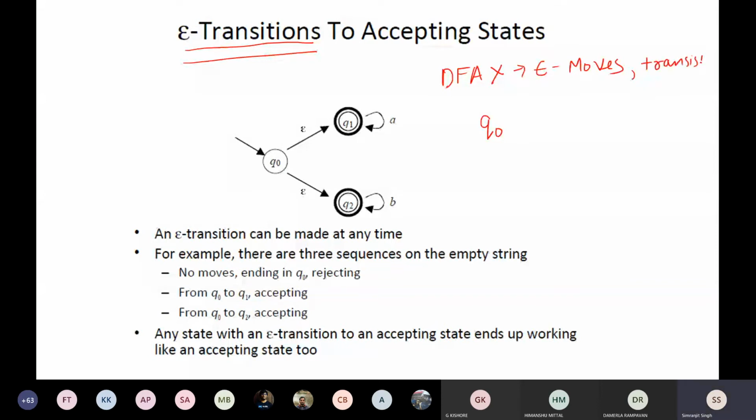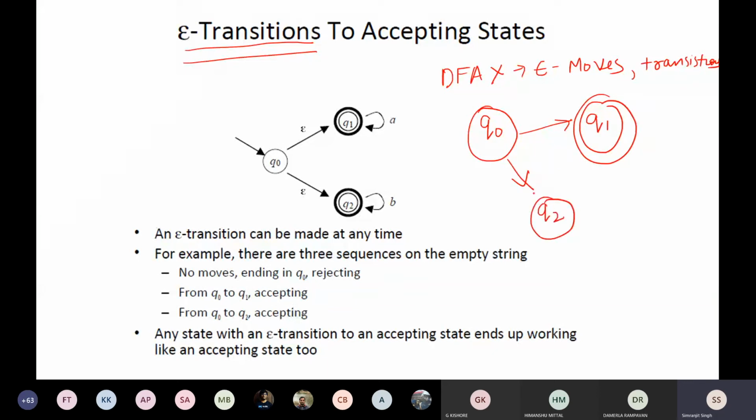Okay, so if you look at it, what is the epsilon move here? If you are at any state and you want to move to the final state or any other state, say Q2, then in every DFA you have to give a symbol like A or B. But there is also another option: if you want to move to another state without giving any input, you can use this epsilon.